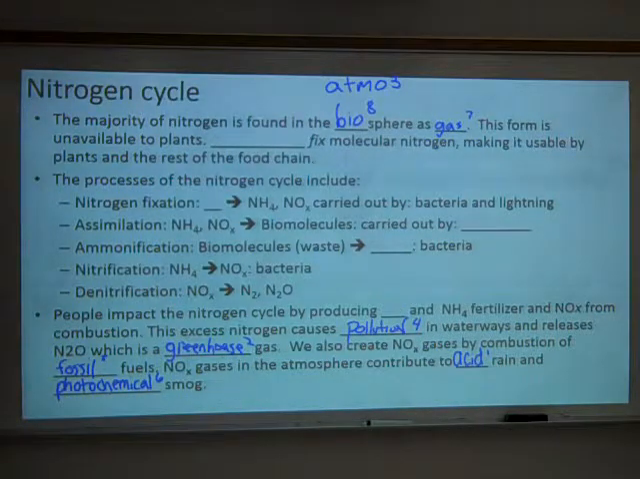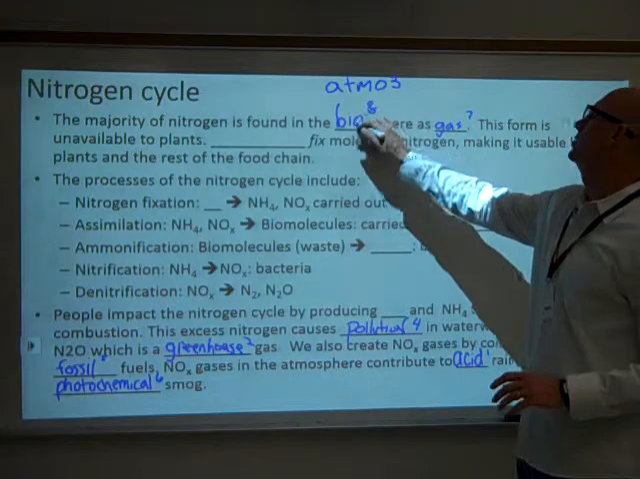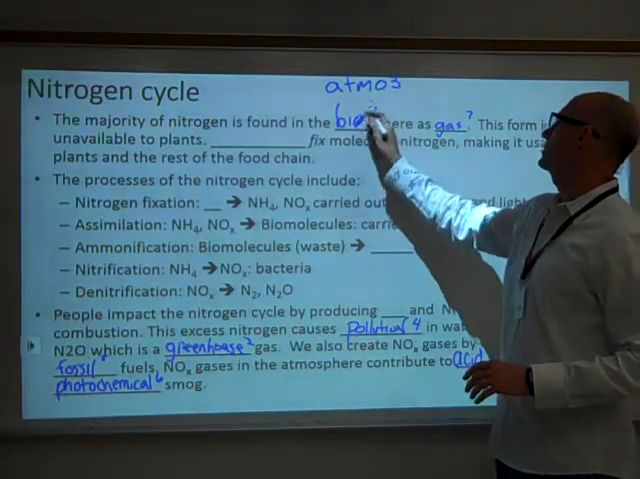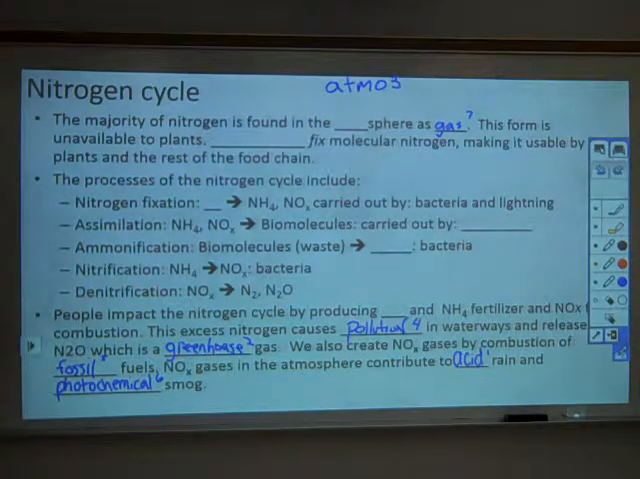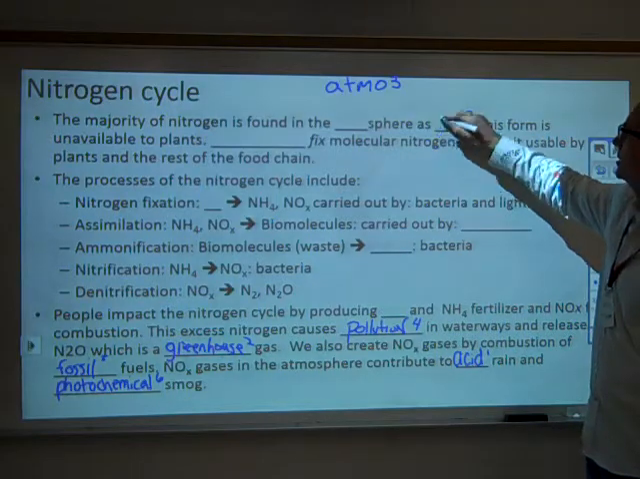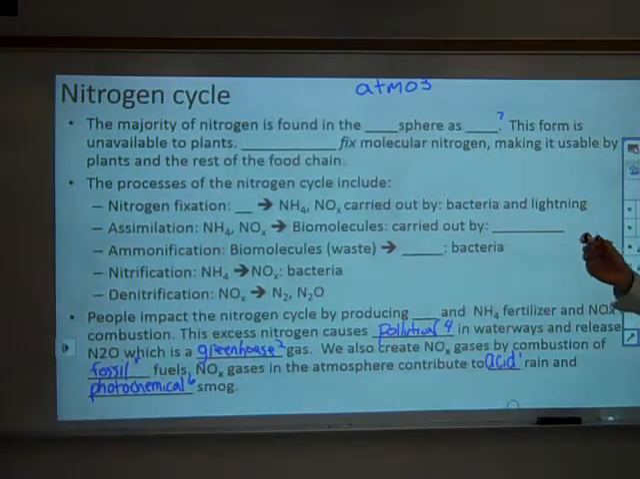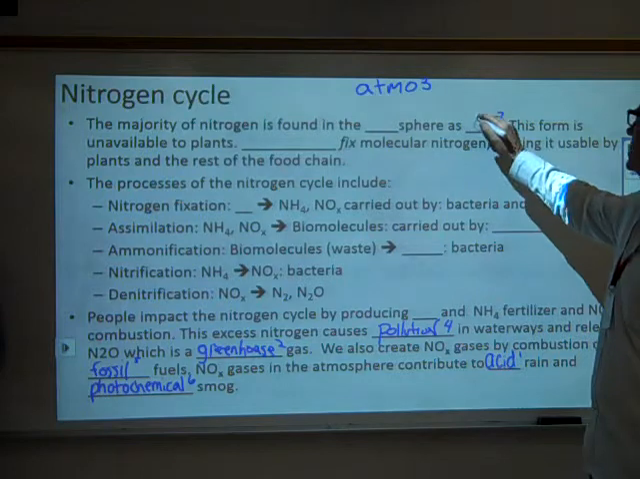But most of the nitrogen that exists on Earth is actually in the atmosphere. Anybody remember what percentage of the atmosphere is nitrogen? About 80, yeah, 79 to 80. So 79 to 80% of the Earth's atmosphere is nitrogen. It is nitrogen gas. But what is the formula that nitrogen gas takes? N2, right? It's a diatomic molecule.